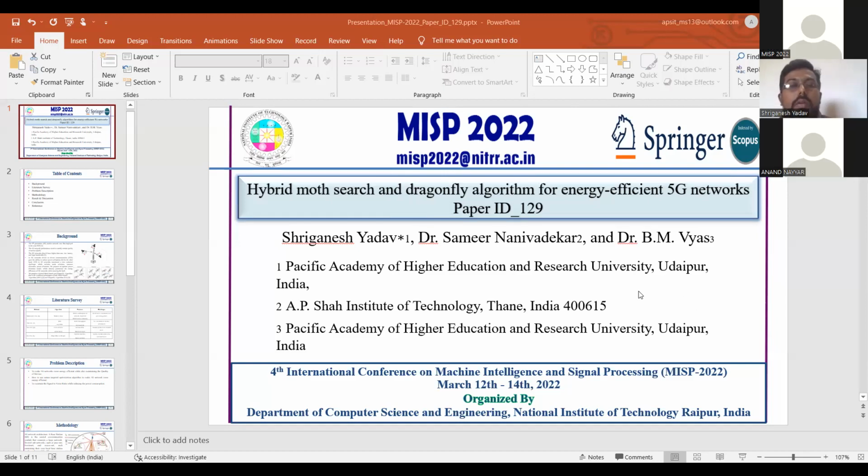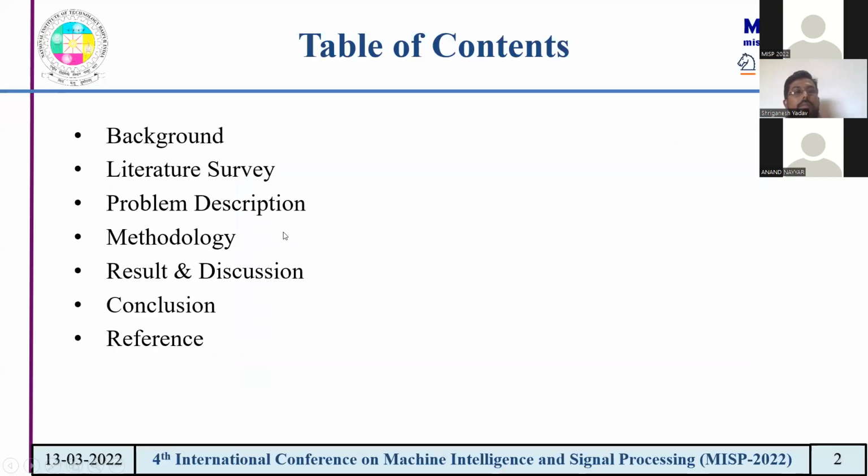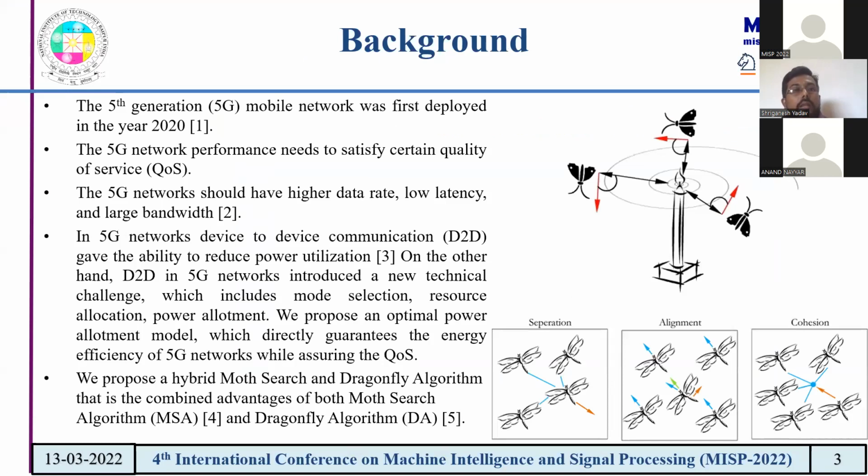Good afternoon, one and all. My name is Sri Ganesh Yadav and I'm presenting today's paper. The title of my paper is Hybrid Moth Search and Dragonfly Algorithm for Energy Efficient 5G. The table of contents: background, literature survey, problem description, methodology, research discussion, and conclusion. Basically, my background is that today we are really interested in going for fifth generation 5G mobile networking, which was first deployed in the year 2020.